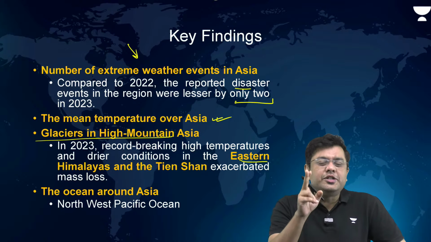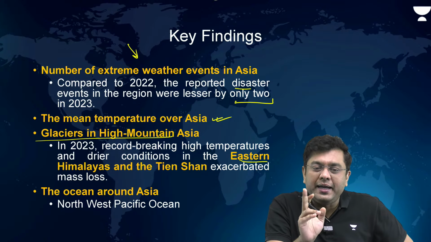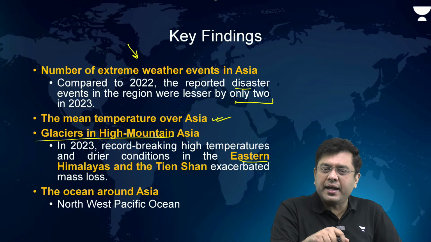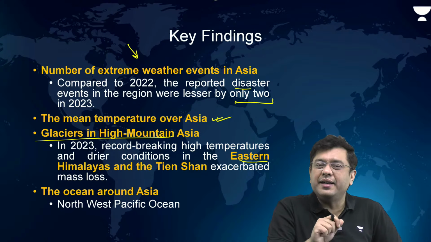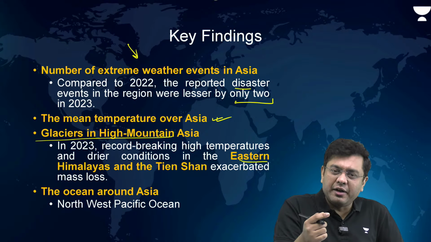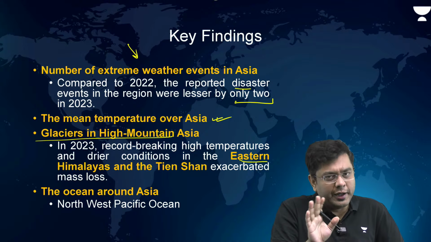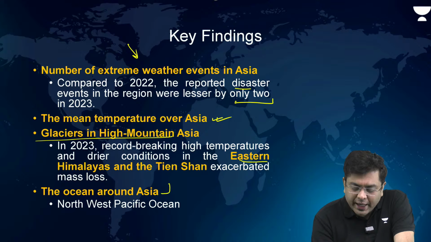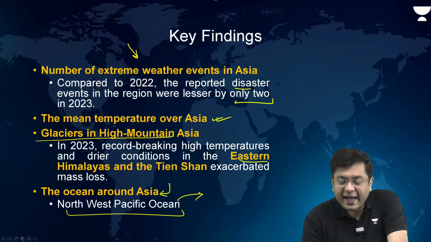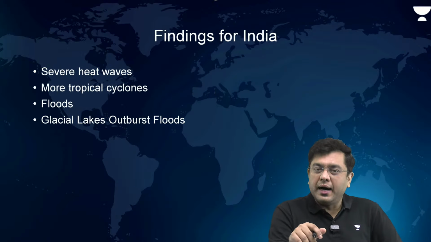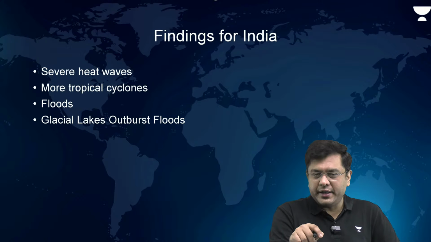However, there is a region where the glacial mass has been increasing. Which is the region where the glacial mass has been increasing in Asia? That is the region of the Karakoram Mountains. And that is what we refer to as the Karakoram anomaly. Again, important area for the exam. The ocean around Asia, particularly Northwest Pacific Ocean, has observed increased average temperature, occurrence of almost heat wave-like conditions.